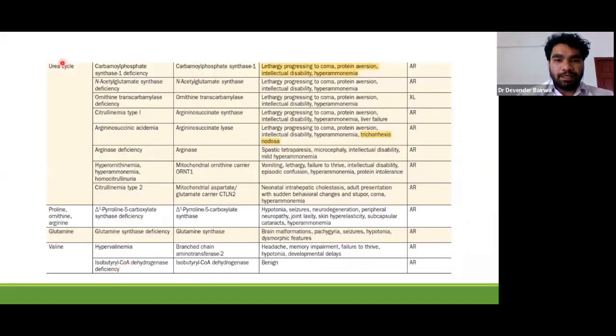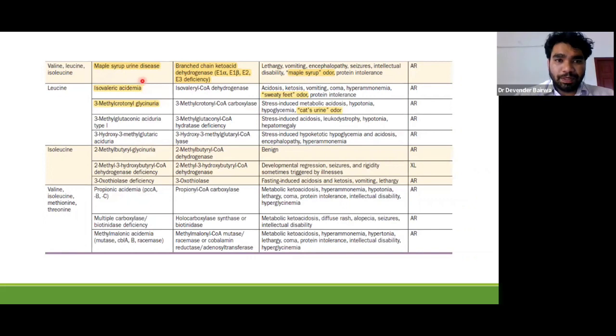Then coming to the urea cycle, there are so many enzymes in the urea cycle, and we'll discuss that subsequently. But in all the diseases of the urea cycle, lethargy, progression to coma, protein aversion, intellectual disability, and hyperammonemia are the common features, except argininosuccinic acidemia, which has trichorrhexis nodosa. It's a specific feature of this disease. Then there are defects of proline, ornithine, arginine, glutamine, valine.